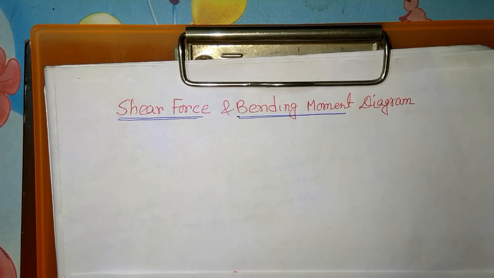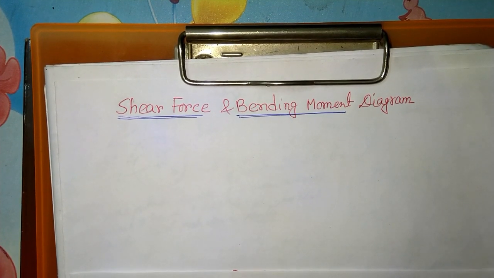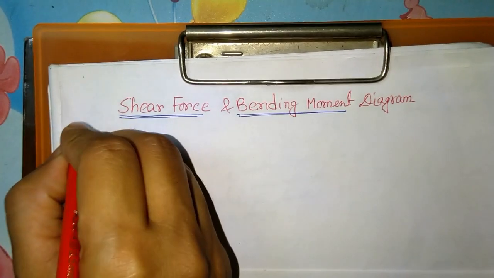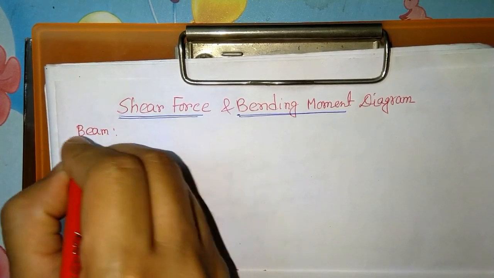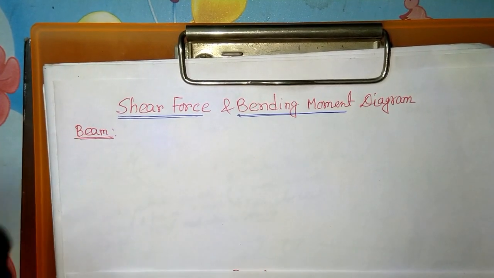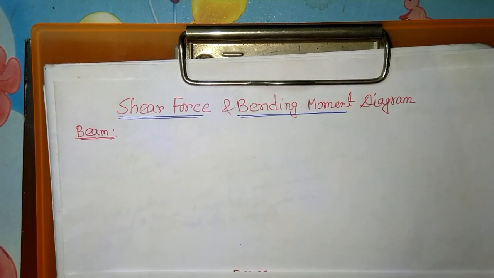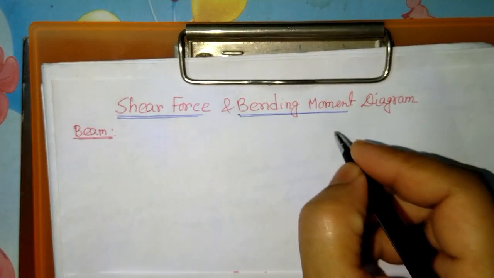And if we plot the shear force and bending moment on a diagram or coordinate axis, then we call it a shear force and bending moment diagram. Okay, so the component in which these two are dominating is our beam. So first we need to know about the beam. What is a beam? A beam is basically a bar.